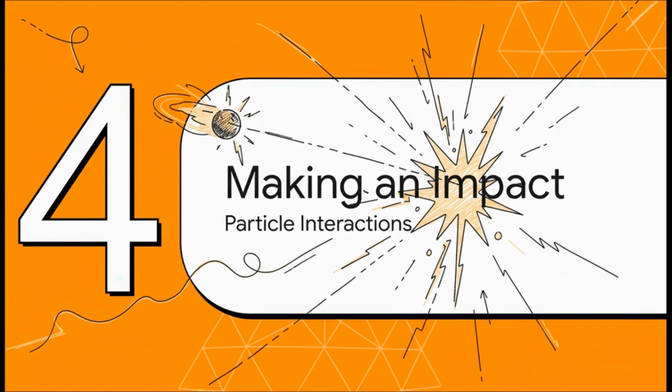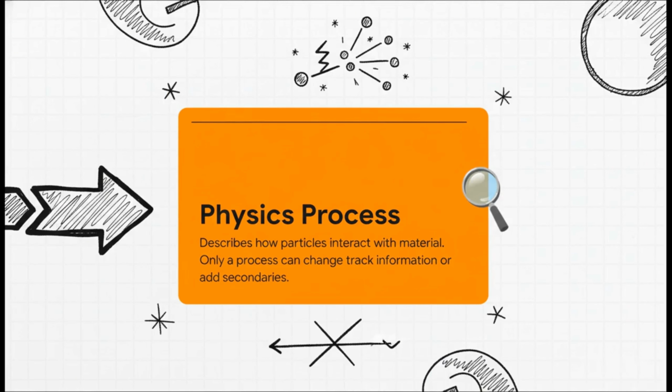actually take place. So a physics process is exactly what it sounds like. It's one of the rules from our virtual universe's rulebook. It's the piece of code that says, okay, when a photon with this energy smacks into an electron, this is what's going to happen. This is the part of the simulation that can actually change things, the particle's energy, its direction, and it can even create totally new particles.